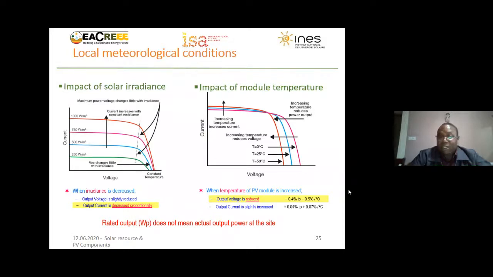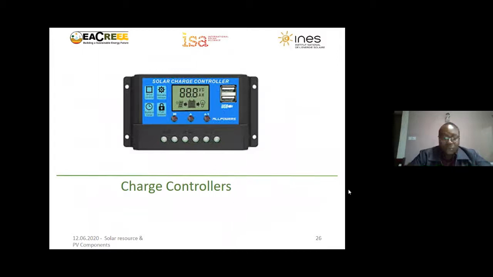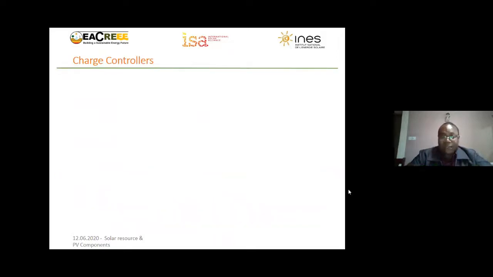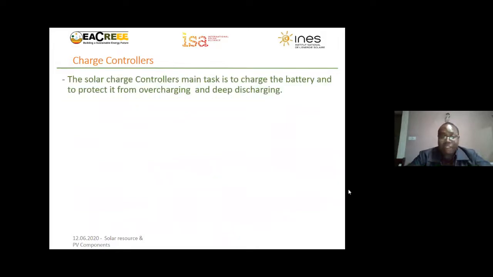So let's move to another very important item, and this is a charge controller. Just to be brief on this, the charge controller is a very important component. I can say it is not a must for a small solar system, but it is an important component, especially to interconnect all your components. It links the PV panel, it links the loads through the inverter sometimes, and it links the battery.